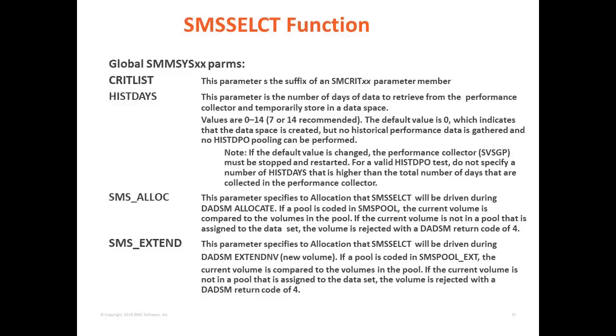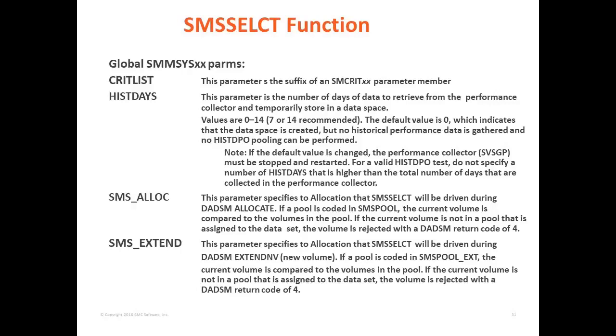There are a few global params that are used for SMS select. These params are related to the actions that SMS select can perform and are not required for the SMS select function to be used. CritList is used to identify the member that will be used for critical dataset placement by SMS select. HistDays is the param to determine the number of days to use for using performance data when placing datasets based on performance statistics. If the param is not coded, then the default is 0 days used, and no data is stored in the data space that is created.